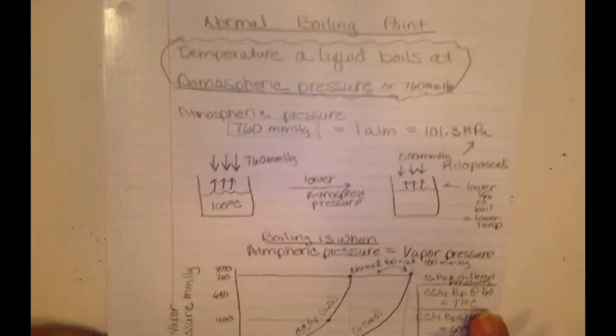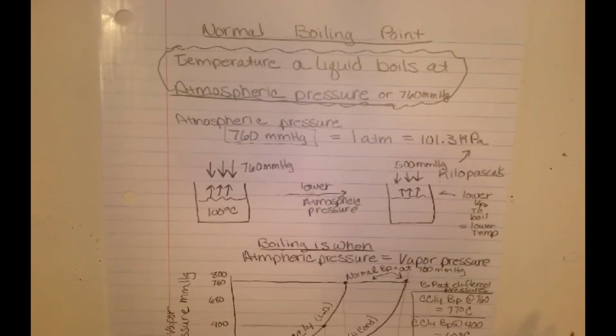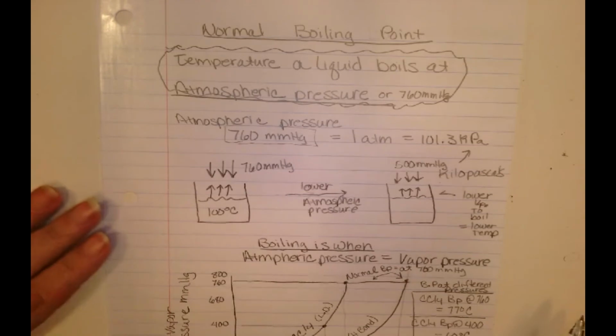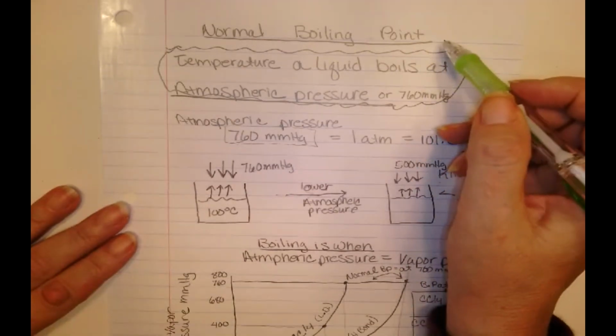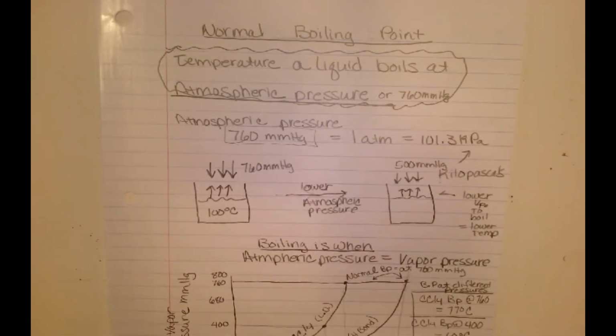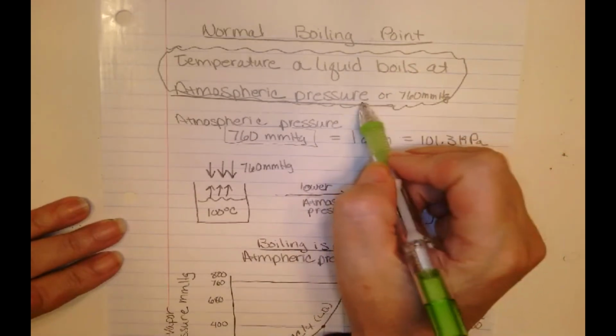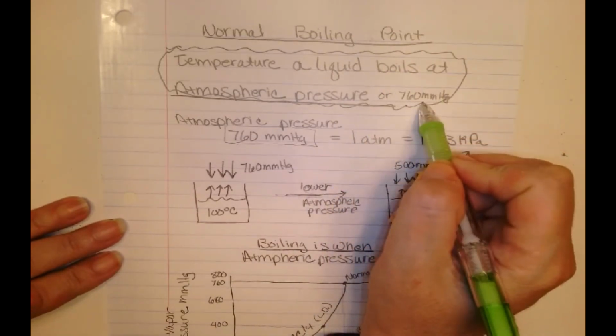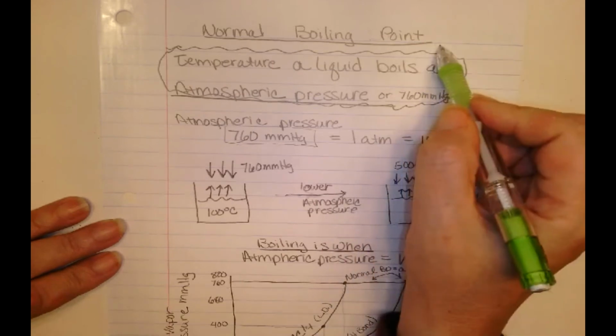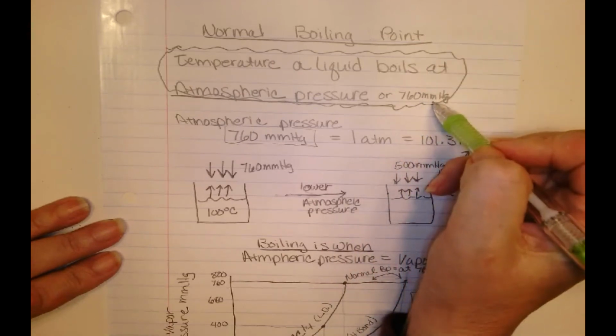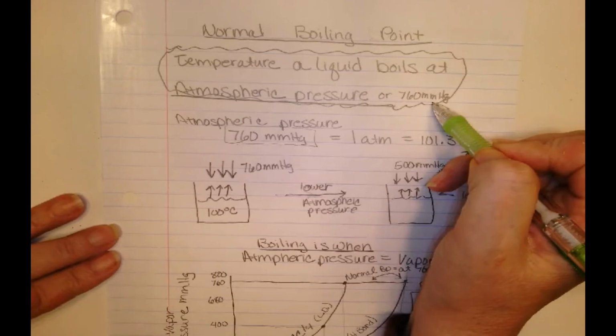So our last vocab term would be normal boiling point, okay? What do we mean by normal? We say that water boils at 100 degrees C, okay? So what we mean is the temperature a liquid boils at atmospheric pressure of 760 millimeters of mercury. That's normal boiling point. It boils at basically, this is atmospheric pressure at sea level, okay?